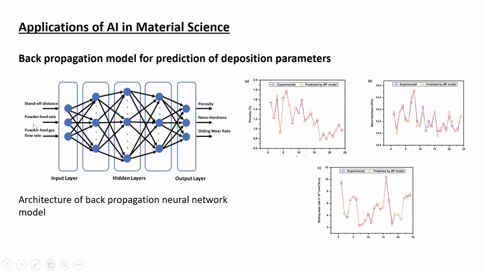Similarly, powder feed rate. Just now I told you we are feeding the powder to that particular gun, and then that powder will get melted. So that powder has a feed rate. It is fed at some rate, for example 10 grams per minute or 20 grams per minute. That rate also will affect the quality of the output, or the quality of that particular coating.